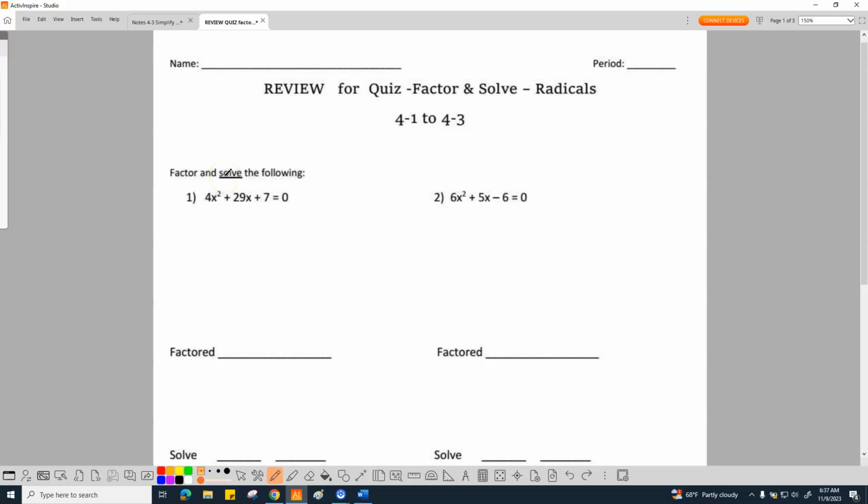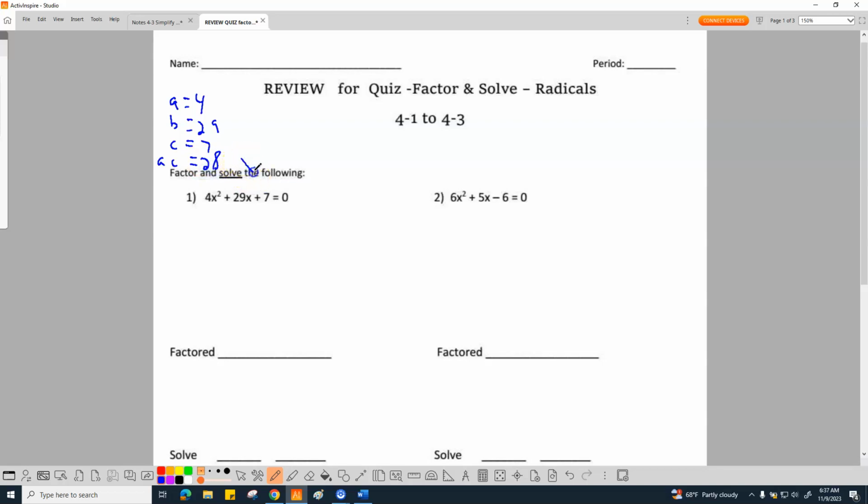This is just normal factoring. We're going to start with labeling our A, B, and C. You can write this wherever you want to, y'all. I just need room. So my A, B, and C, and then my AC. What do I mean by that? Well, the A is the one attached to the x squared, which is 4. B is attached to the x, which is 29. C is the dangling number, which is 7. And then A times C is 28.